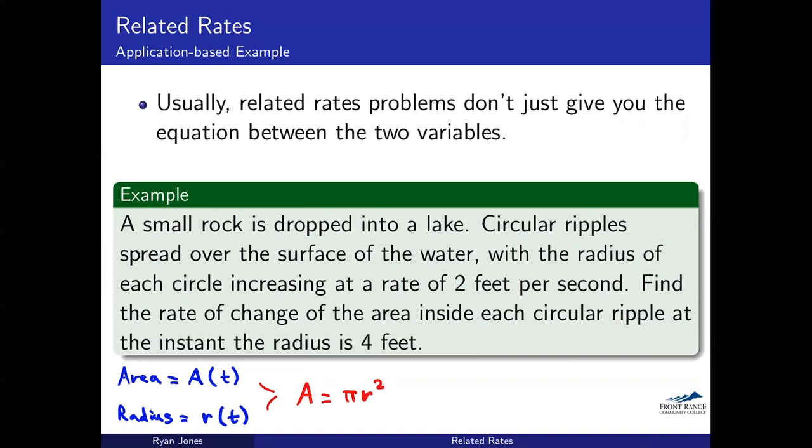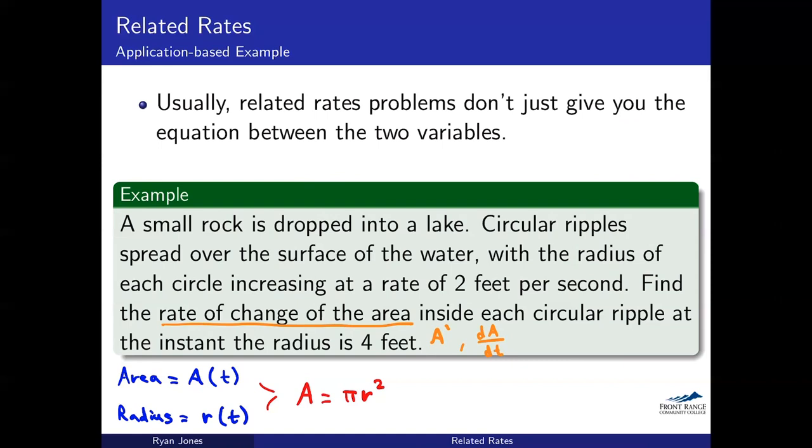So now if I want to find the rate of change of the area, what I'm looking for here, this rate of change of the area, that's going to be what I'll call A prime. You could write dA/dt, but A prime is a little bit more succinct. And that's what we're looking for here.